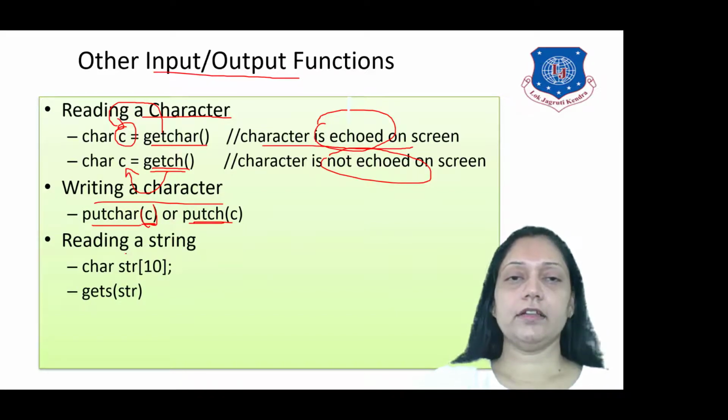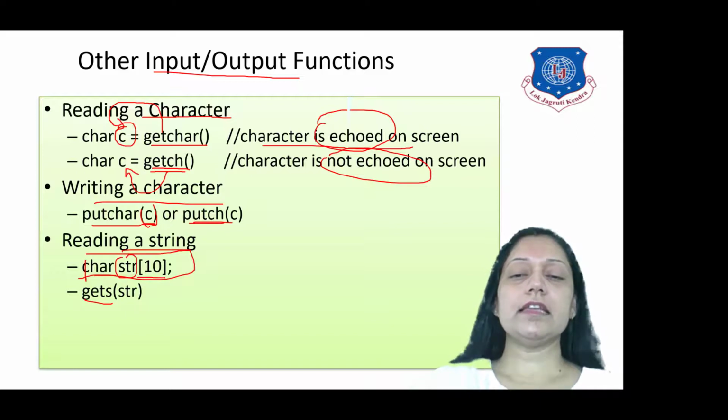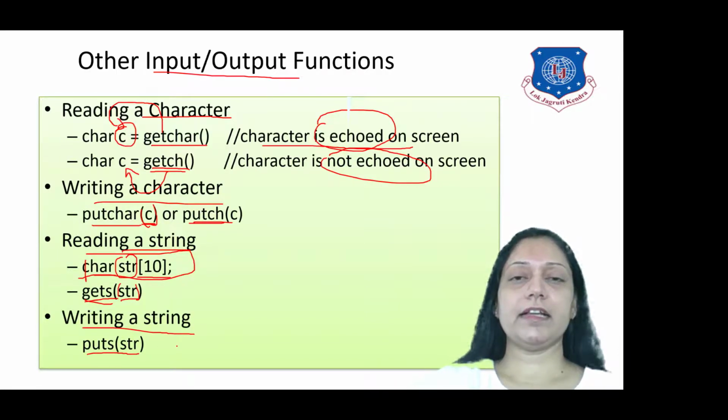Similarly, for reading a string, that is a word, from the keyboard, you can use the char data type. How do you declare a string variable? Use the character data type, then the name of the variable, and inside square brackets an integer value, here 10. This means a maximum of 10 characters can be inputted in str. To input a string, we have the gets function, gets(str), meaning whatever string we enter will be stored in str. To display a string, we have the puts function, puts(str), meaning whatever value we have in str would be displayed onto the screen.